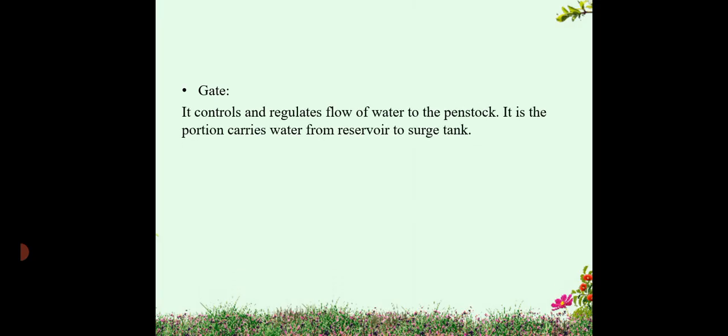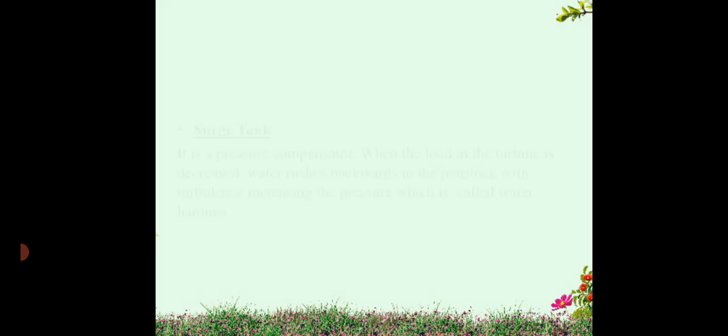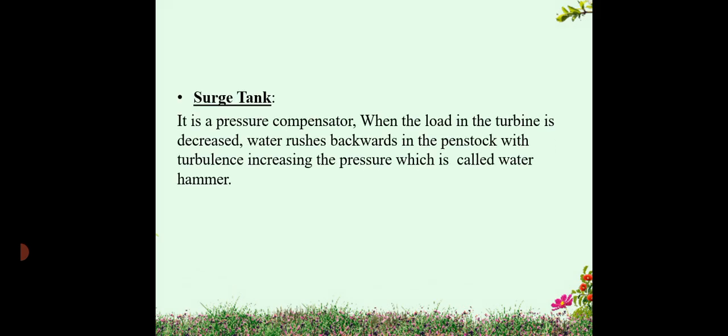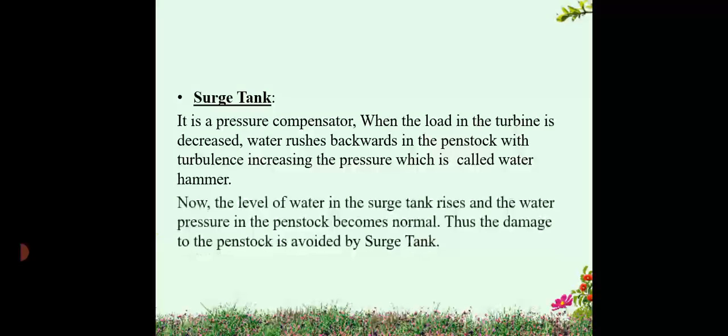Gate. It controls and regulates the flow of water to the penstock. It is the portion which carries water from the reservoir to the surge tank. The surge tank is a pressure compensator. When the load on the turbine is decreased, water rushes backwards in the penstock with turbulence, increasing the pressure, which is called water hammer. Now the level of water in the surge tank rises so that the water pressure in the penstock becomes normal. Thus damage to the penstock is avoided by the surge tank.